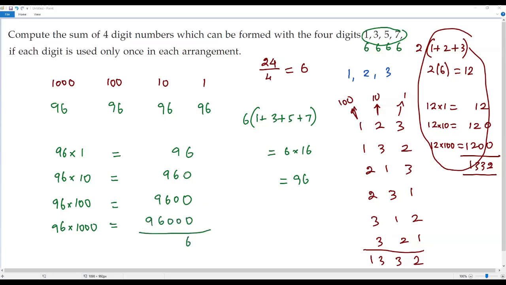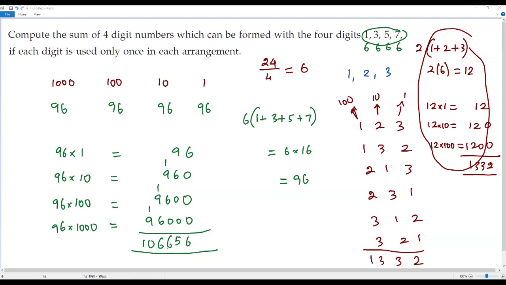So here 9 plus 6 is 15, carry over 1. 9 plus 1 is 10, 10 plus 6 is 16, carry over 1. 9 plus 1 is 10, 10 plus 6 is 16, carry over 1. 9 plus 1 is 10. So I am getting the sum 106,656. That is the sum of all 4-digit numbers which can be formed with the digits 1, 3, 5, 7.